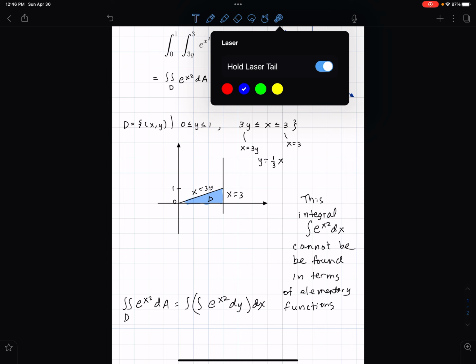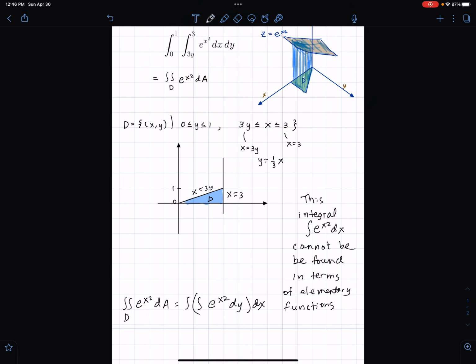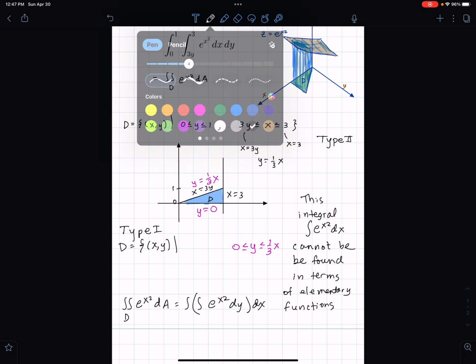Now, see, D has x bounded by 3y and 3. That actually is a type 2 description. But for type 1, we do this. Here it's still the same D, but we make a bound not of functions on the x variable, but bound of functions on the y variable. As I wrote up there before, the top function is y equals 1/3 x, and the bottom function is y equals 0. And then for D, we bound y by those two functions.